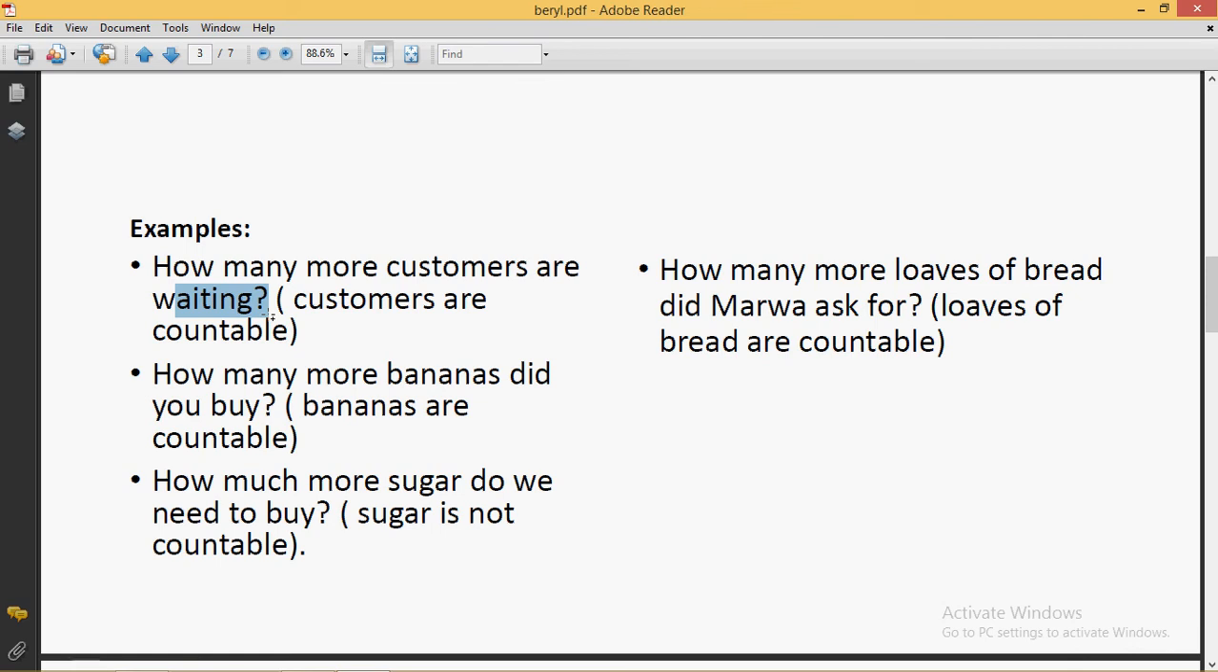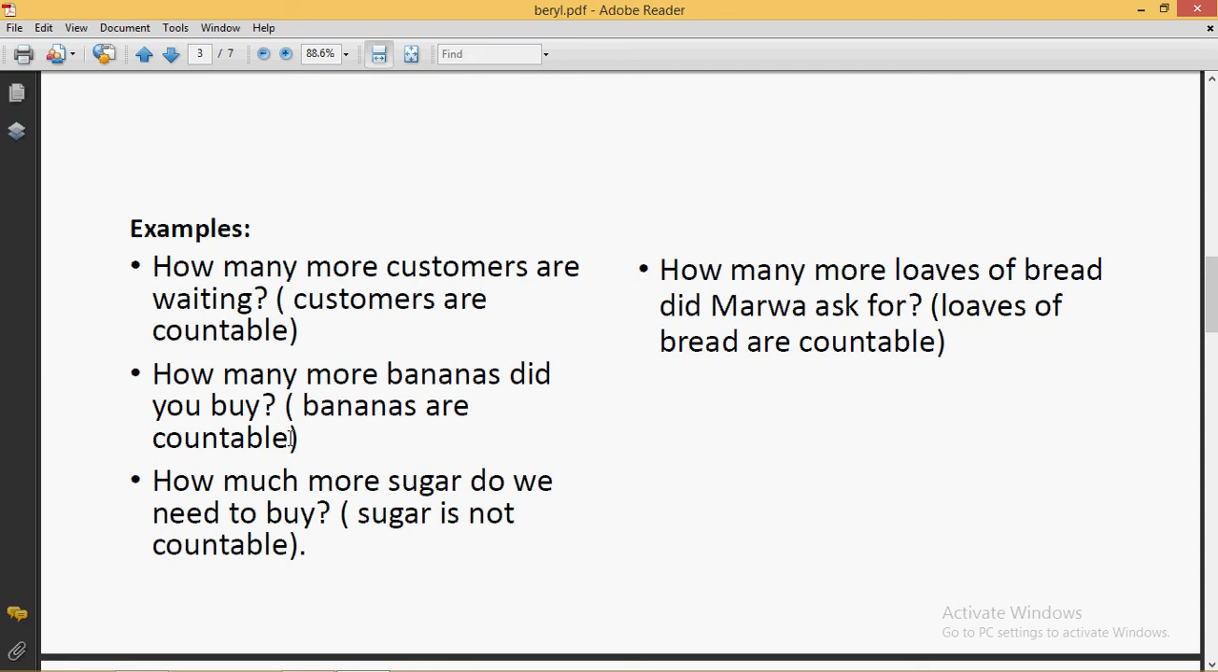How many more bananas did you buy? Bananas are always countable. You can count the bananas. You can say, I have 10 bananas. I bought 12 bananas. I bought 1 banana.